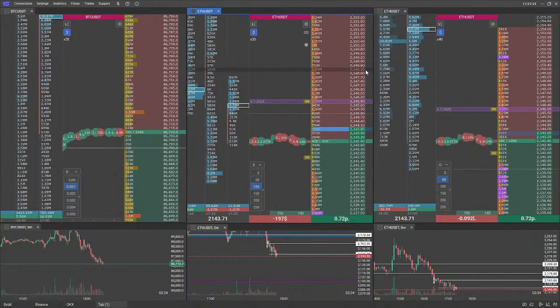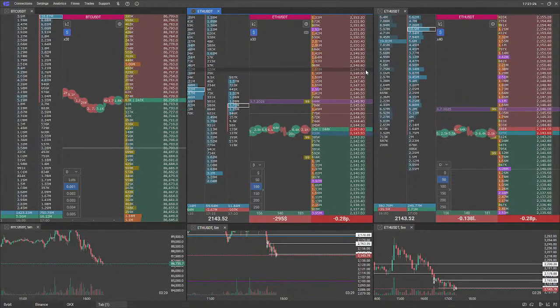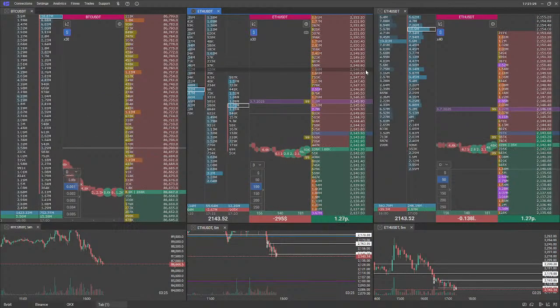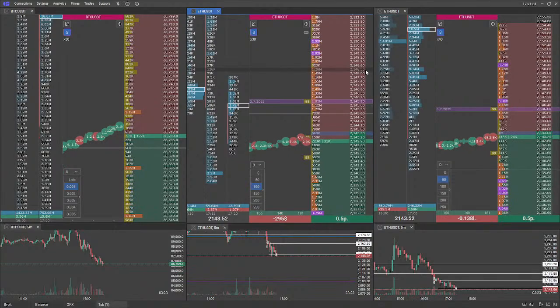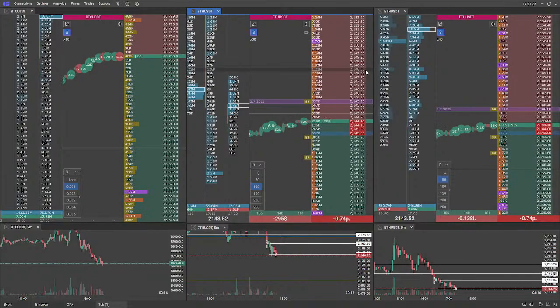So I want to add to my position. I see somebody actually making business around those levels, and definitely I would like to participate in that trade, provide liquidity. If somebody wants to get filled, definitely. But let's wait.